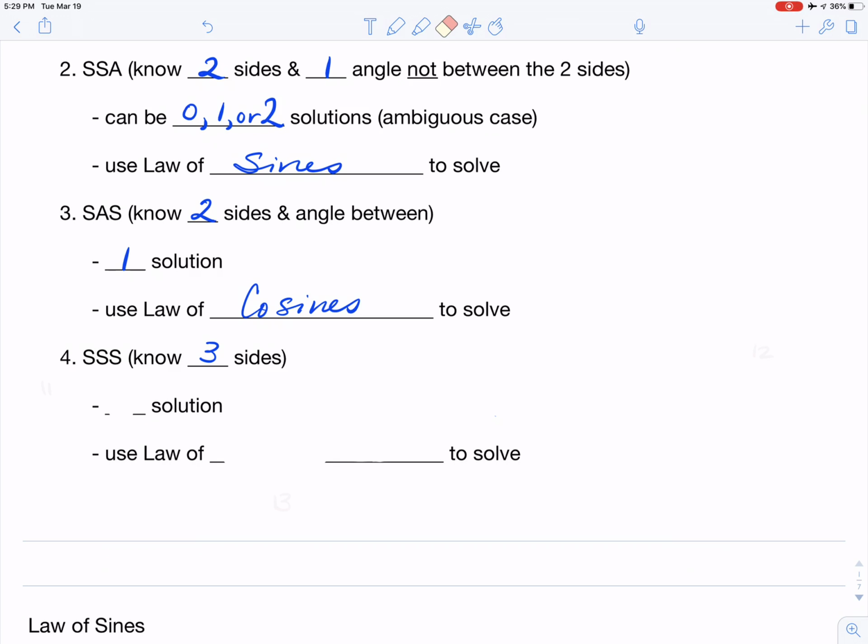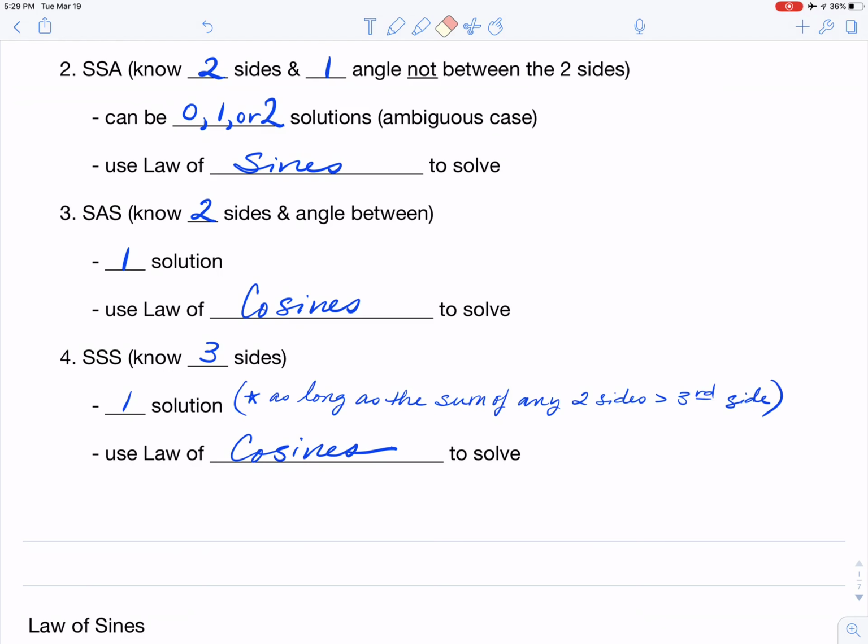This is where I know all three sides of the triangle. There's going to be one solution. There is an exception to that, so I'll talk about that in just a second. But I'm going to be using the law of cosines to solve. The one exception here is just make sure that when you add any two of those sides that you've been given, the sum is always greater than the third side. So just be sure that that occurs. Otherwise, you don't have a triangle there to solve.